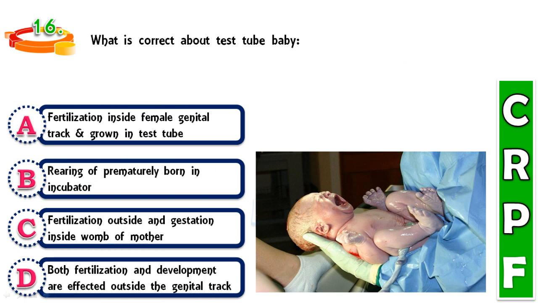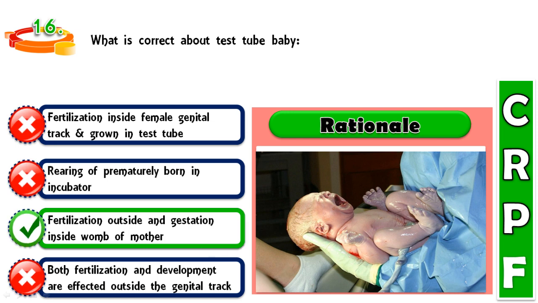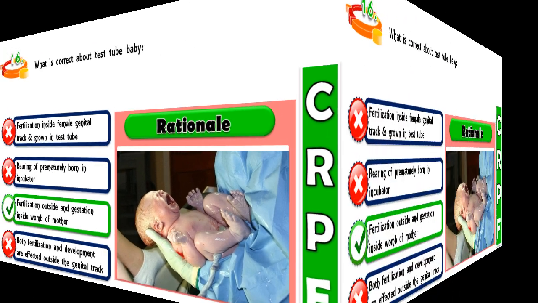16. What is correct about a test tube baby? A. Fertilization inside the female genital tract and grown in a test tube. B. Rearing of prematurely born babies in an incubator. C. Fertilization outside and gestation inside the womb of the mother. D. Both fertilization and development take place outside the genital tract. So the correct answer is C. Fertilization outside and gestation inside the womb of the mother.